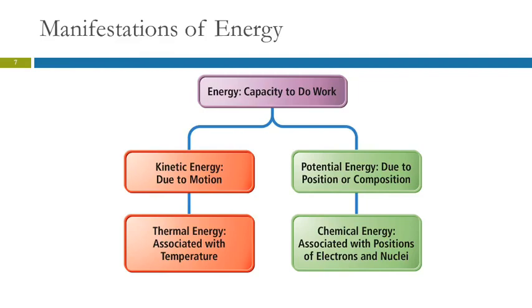So this helps us to understand the organization of these different types of energy. Energy is the capacity to do work. We've got kinetic energy and potential energy. Kinetic energy is due to motion. Thermal energy is a form of kinetic energy. It's associated with temperature. It's the movement of the individual particles within the object.